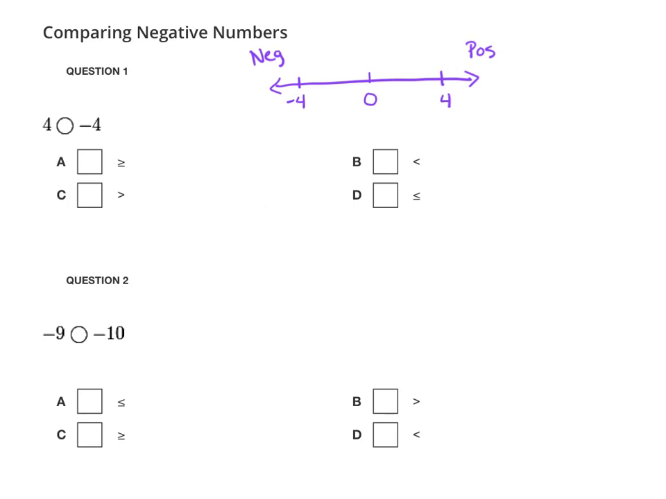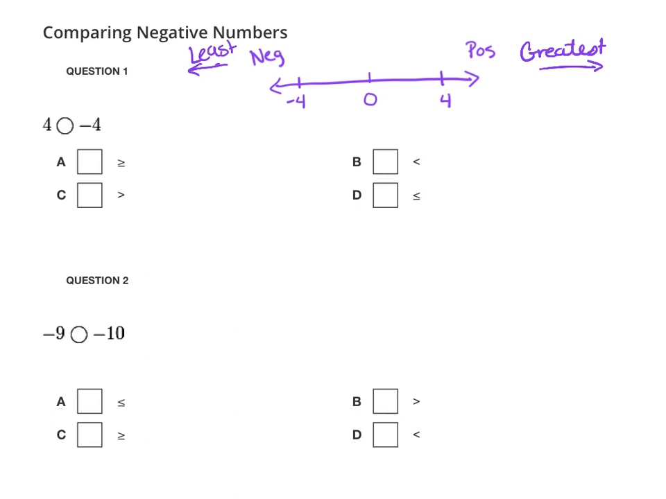As you go left, on this side, it becomes more negative or less than, right? So this would be your least going this way. This would be your greatest going to the right, okay? So 4, is that greater than or is it less than? It's going to be greater than.